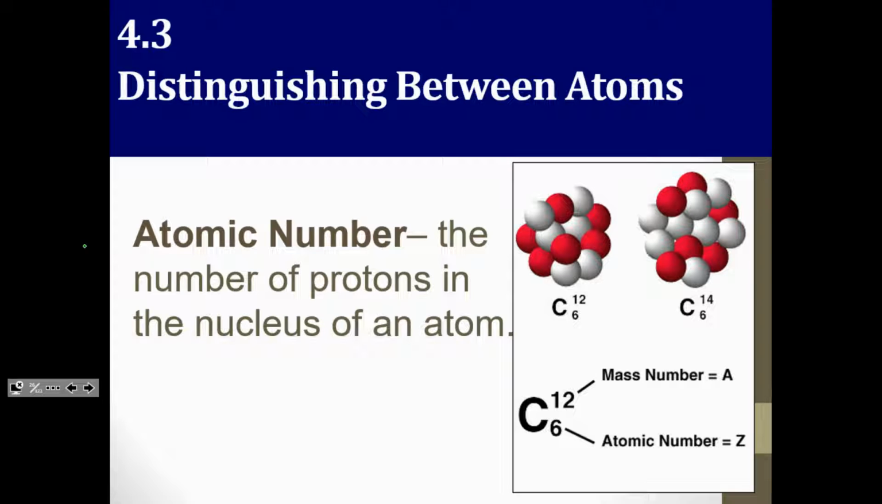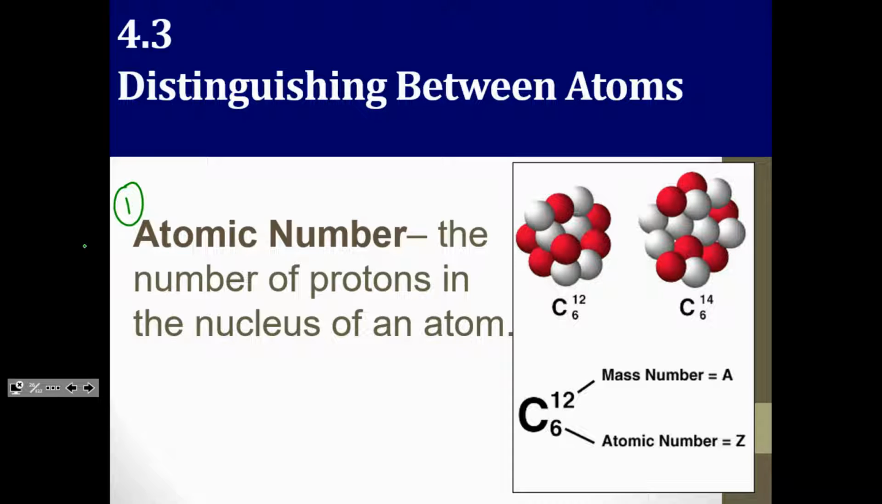Well, howdy kids. This is going to be the next video in Unit 3, Atomic Structure Notes, and we're going to talk about atomic numbers today, mass numbers, and isotopes. And we're going to learn how to distinguish between atoms that may be the same, may be different. That's what we're going to figure out today. So let's start out with atomic number.